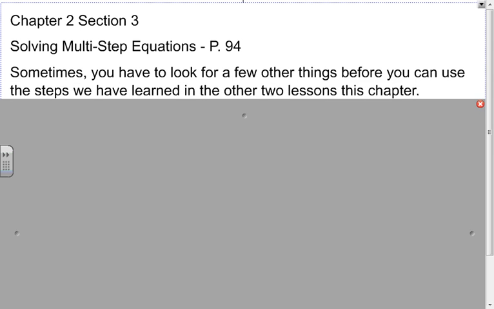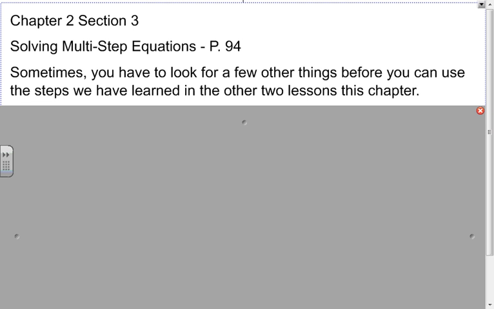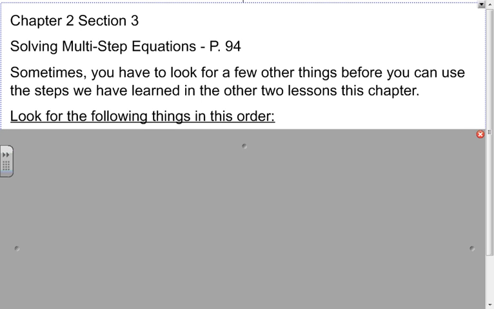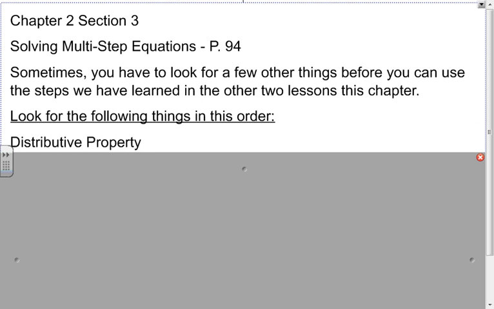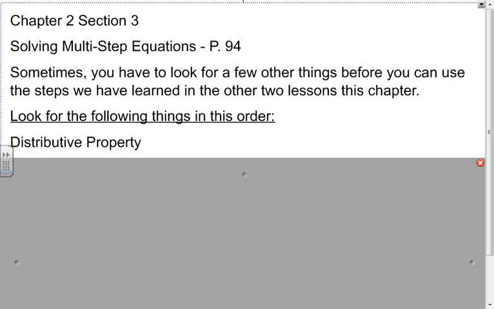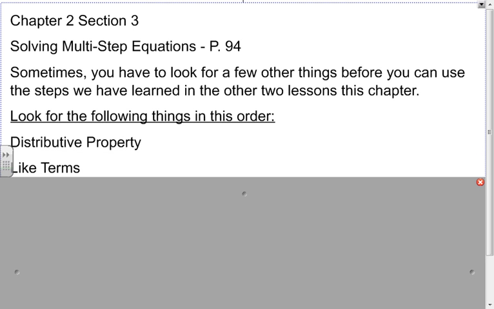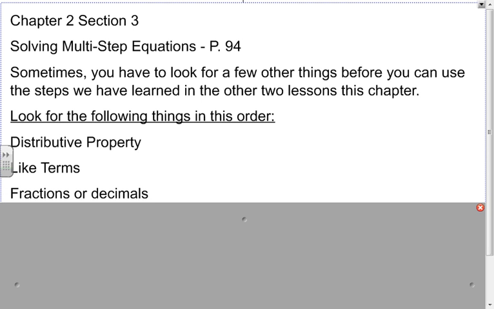But sometimes you have to look for a few other things before you can use those steps that we've already used. For example, you're going to look for the following things, and you're going to make sure that they're in this order. First, you're going to look to see if the problem has a distributive property that you can do. Second, you're going to look to see if you can combine like terms. And third, you're going to look to see if the problem has fractions or decimals. We're going to cover all of those in this section. By the way, this is a little bit longer section, so make sure you're prepared for that.